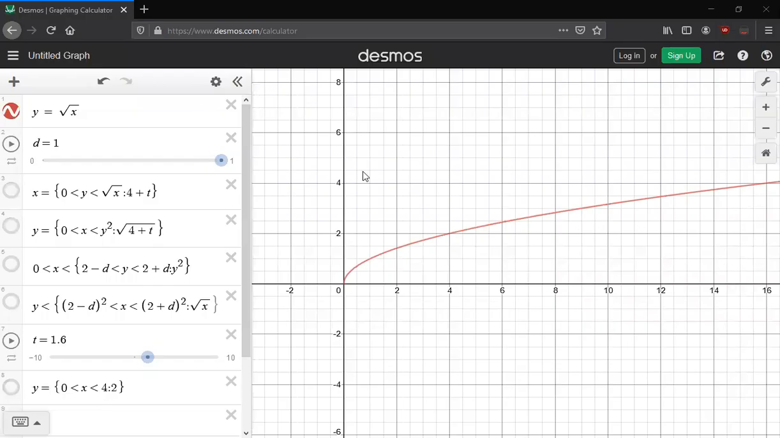Let's take a look at the process of a limit graphically. I'm hoping that this demonstration on Desmos will help illustrate what's going on. Here in red, I have graphed the function y equals the square root of x, and I am going to follow the limit as x tends towards the coordinate 4.